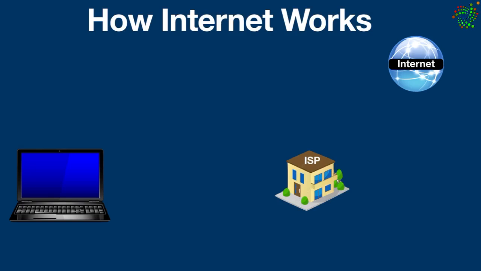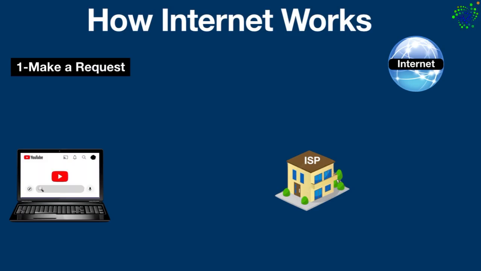Now let's see how the internet works step by step. Step 1. You make a request. Let's say you open YouTube and search for a funny cat video. When you press search, your device first connects to your internet service provider, which gives you access to the internet. Your device sends a request asking for the video.